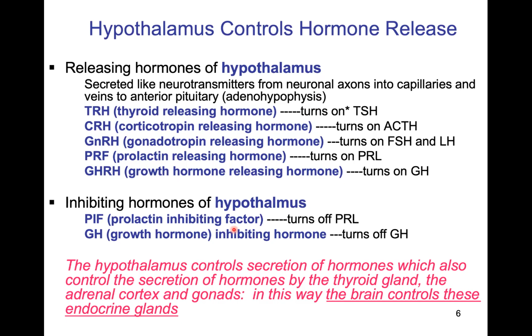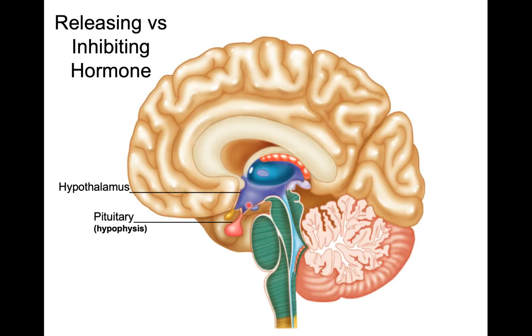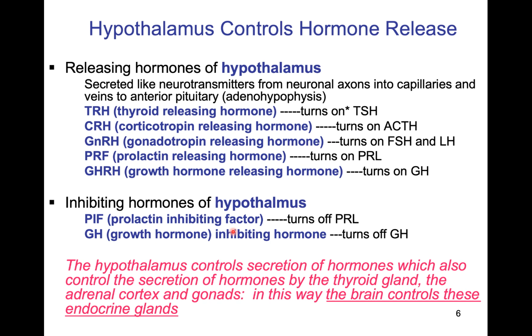So we'll start with the hypothalamus. The hypothalamus makes 2 groups of hormones, releasing hormones and inhibiting hormones. The releasing hormones, there's 5 of them listed here. These 5 releasing hormones are produced and released by the hypothalamus to go down and activate the pituitary gland. The inhibiting hormones produced in the hypothalamus go down and inhibit the pituitary gland.